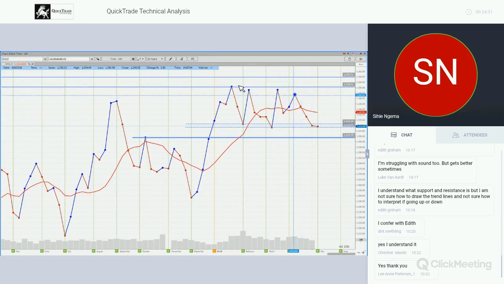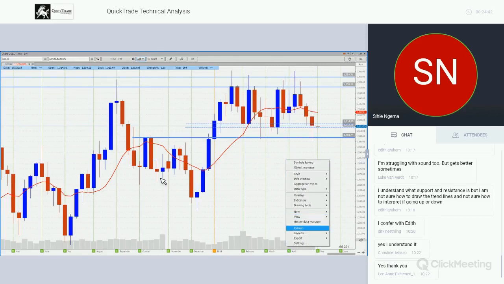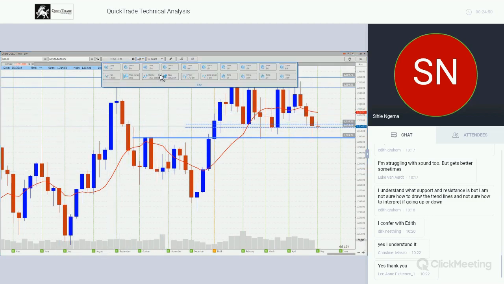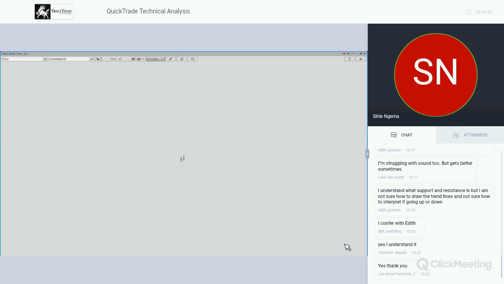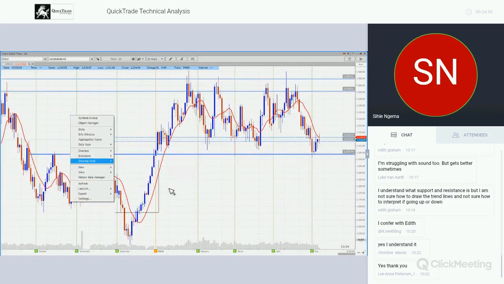So every time it gets to these lines, something happens. It's either buyers come in and push the price higher, or sellers come in and push the price lower. So that is how you draw your support and resistance lines. Let me show you. Maybe using my trend line here. Okay, let's do this.